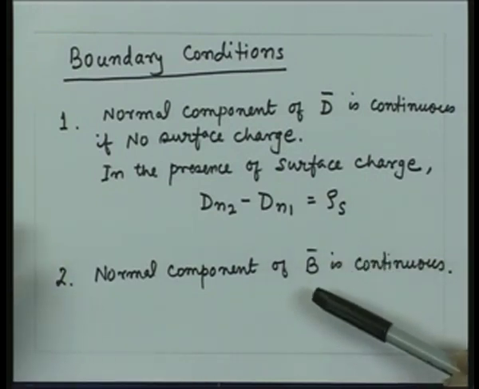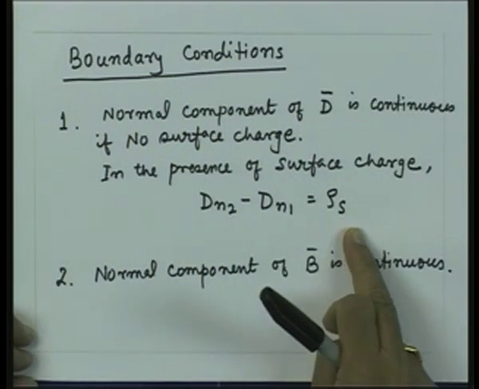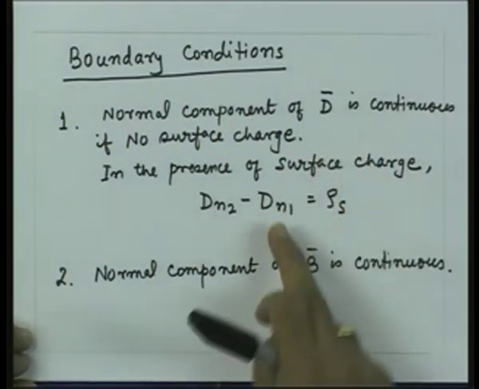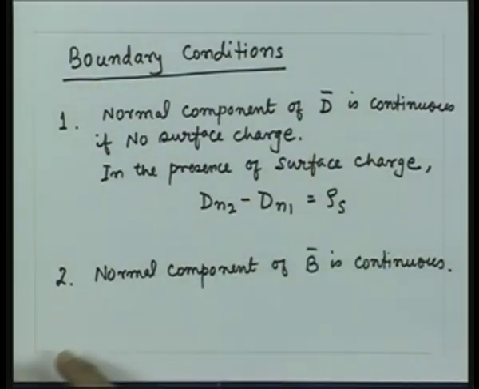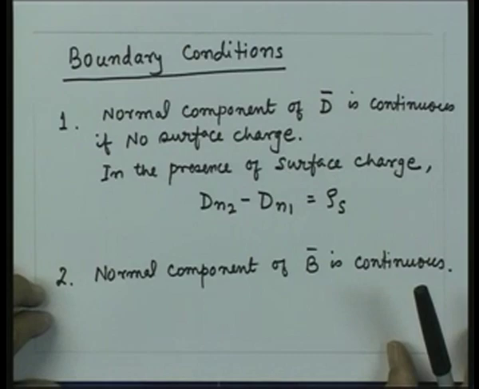So, we now have these two basic boundary conditions on the displacement vector D and the magnetic flux density B. The magnetic flux density B satisfies the condition that its normal component is always continuous, whatever the media discontinuities are, whereas for the displacement vector, if there are surface charges, there is a discontinuity in the normal component and that is equal to the surface charge density. If there are no surface charges, then the normal component of the displacement vector is also continuous across the boundary. Now, by using Ampere's circuit law and Faraday's law across the media interface, we will get two more boundary conditions on electric and magnetic fields.